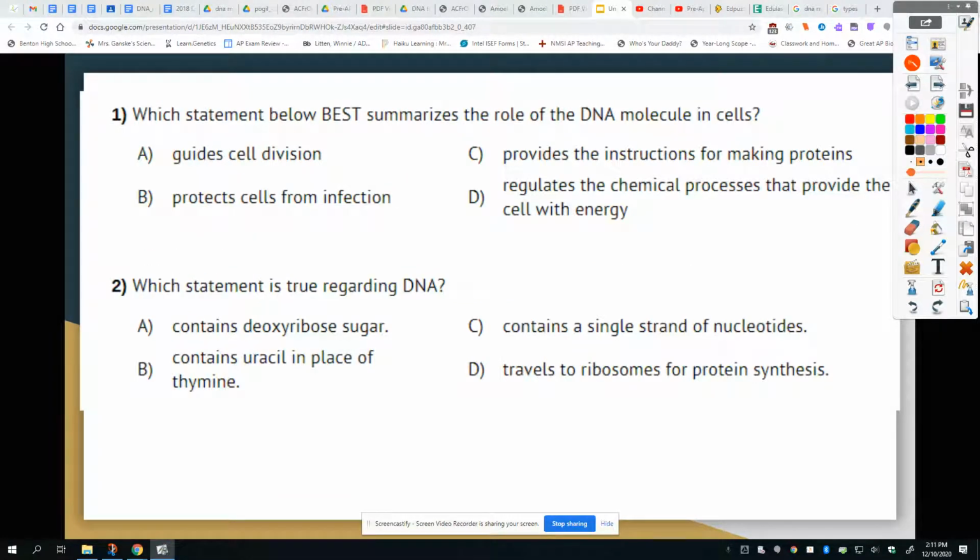So the first question says, which statement below best summarizes the role of DNA molecule in cells? And the correct answer is C. It does provide the instruction for making proteins. What regulates the processes that provide the cell with energy? That's the mitochondria. What guides the cell division? That is the centriole. And what protects the cells from infection? That would be the cell membrane.